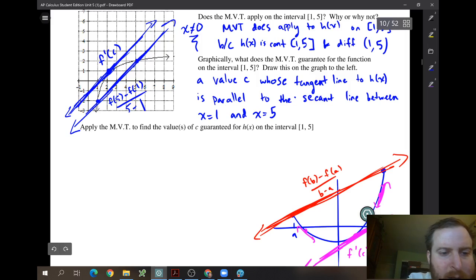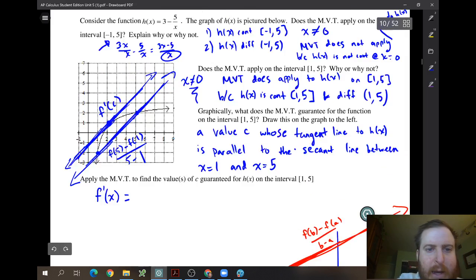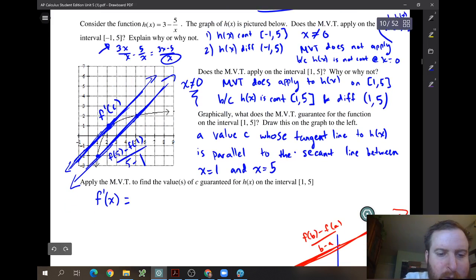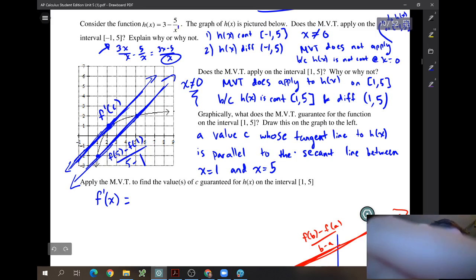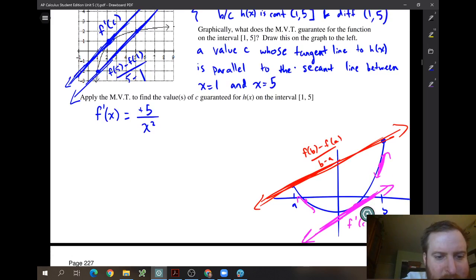The way we do that is we want f prime of c equal to f of b minus f of a over b minus a. So first we're going to find f prime of x. When we take the derivative of 3, that goes away. The derivative of negative 5 over x, right? So negative 5 over x to the first, I'm going to use that reverse power rule. I'm going to multiply that up, change the sign. Negative 5 will turn to positive 5 over x squared. So that's our f prime of x. And when we do mean value theorem, we change the x to a c, so 5 over c squared.